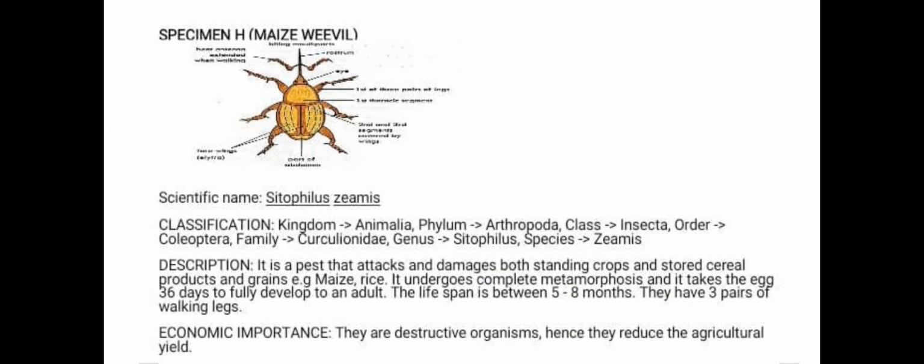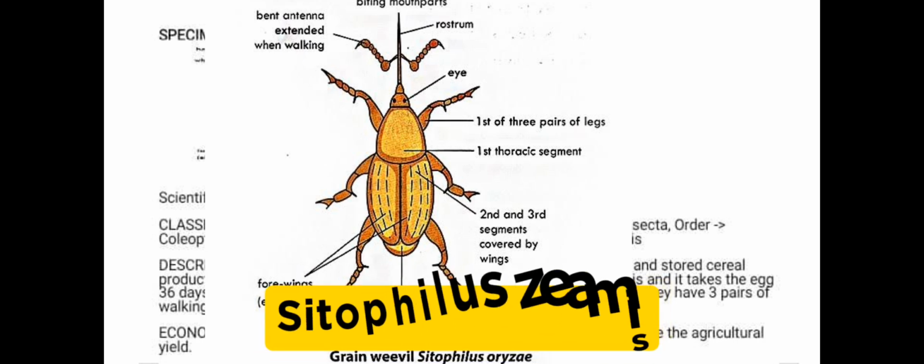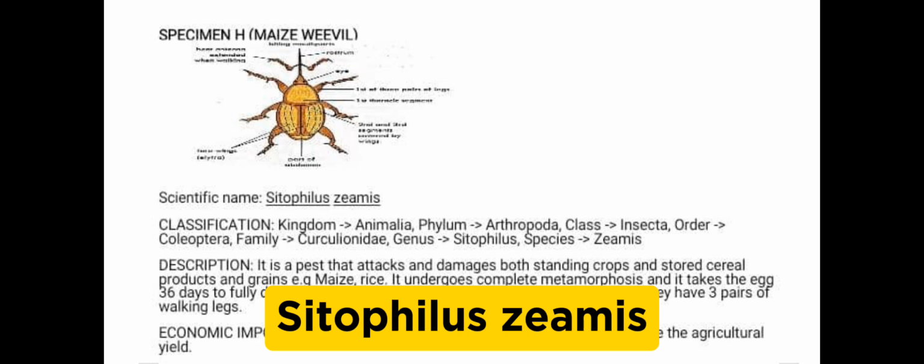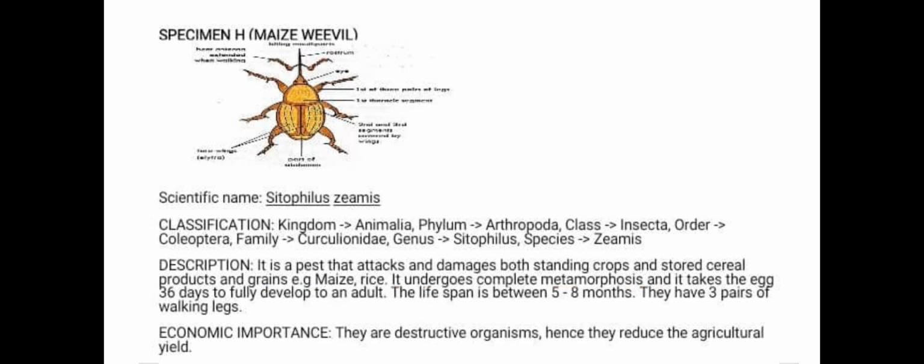Our next specimen H is a maize weevil. You could be told to identify specimen H. So you are going to simply write maize weevil. Then the scientific name for this specimen is Sitophilus zeamais. Remember, the genus name starts with a capital letter, while the specific name starts with a small letter, and don't forget to underline them separately.